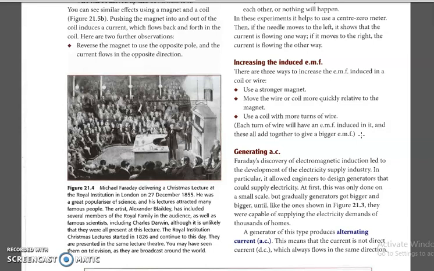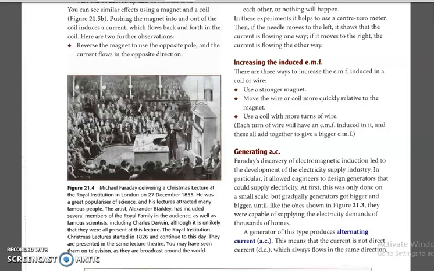Faraday's discovery of electromagnetic induction led to the development of the electricity supply industry. In particular, it allowed engineers to design generators that could supply electricity. At first it was only done on a small scale, but gradually generators got bigger and bigger until one like that shown in figure 21.3. They were capable of supplying the electricity demands of thousands of homes. Generators of this type, for household and industrial purposes, use alternating current.